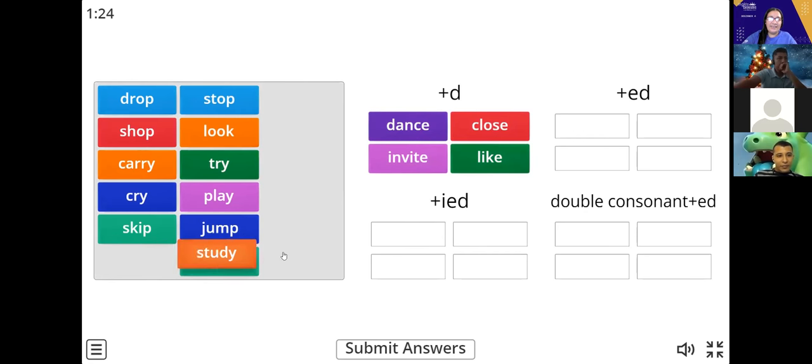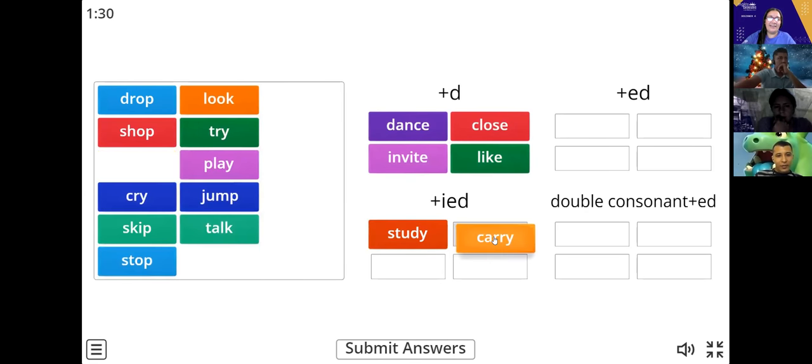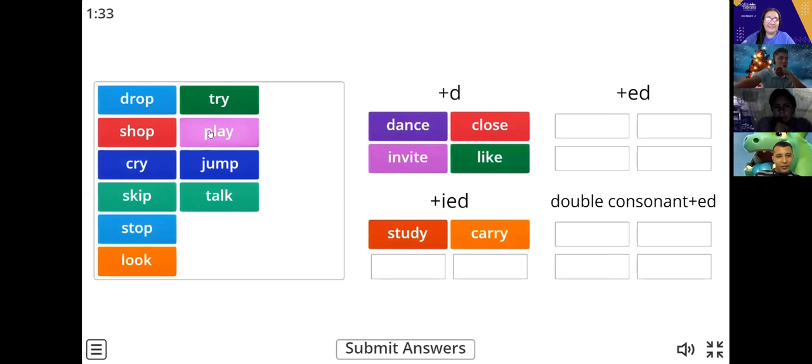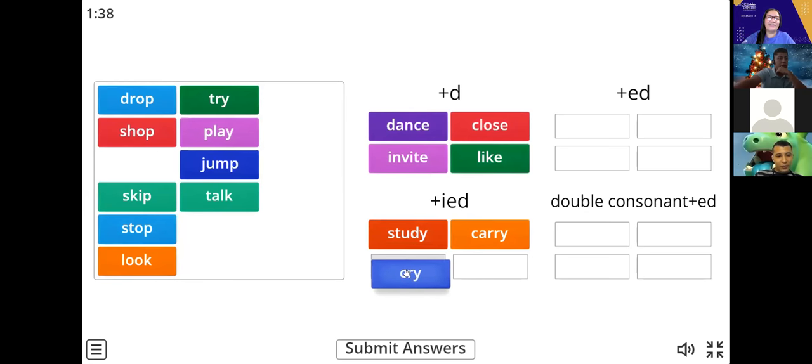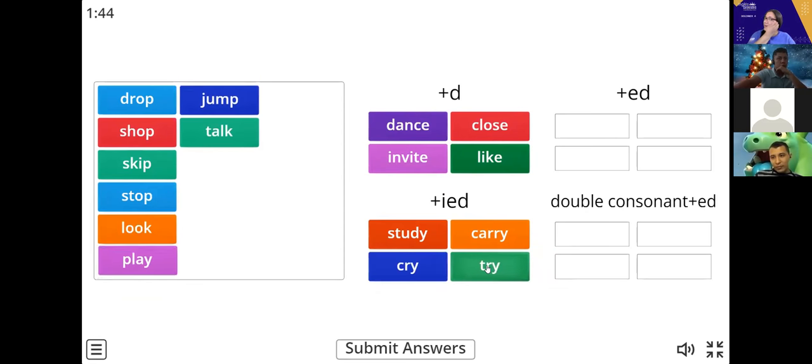Study, try, play, carry. Vaya, ¿cuál es la regla para agregar ied? Sí, que termine en una Y, pero que esté precedida de una consonante, exacto. El caso de play no se podría porque play está precedido de otra vocal. Entonces no podría tener tantas vocales juntas, right?